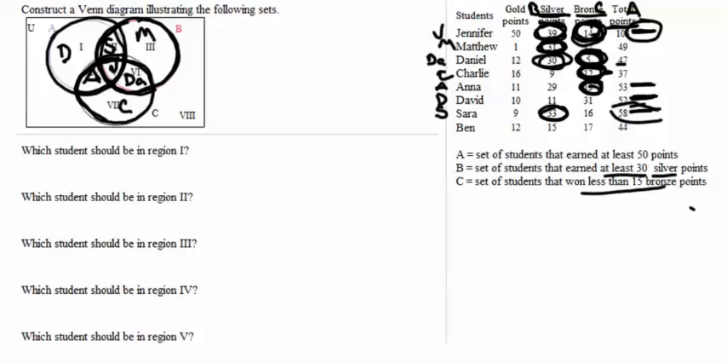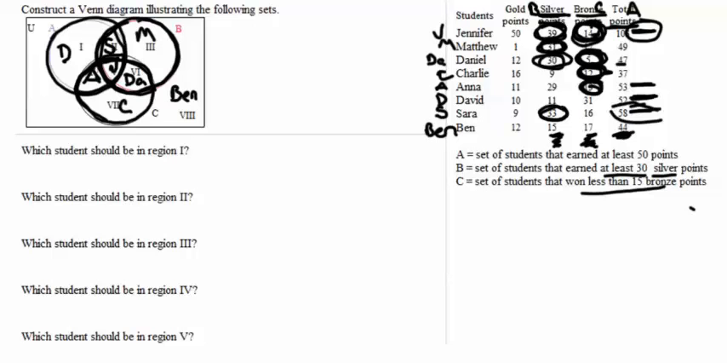And then Ben, we haven't talked about Ben. You notice Ben is not going to be in A because he doesn't have enough total points. He's not going to be in B because he doesn't have enough silver points, and he has too many bronze points to be in C. Because to be in C, you have to have under 15 bronze points, but he has 17. So Ben is out here. Ben is in region 8. He's not in any of those 3 sets.